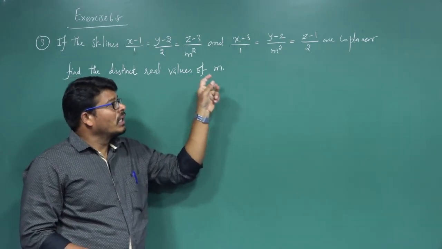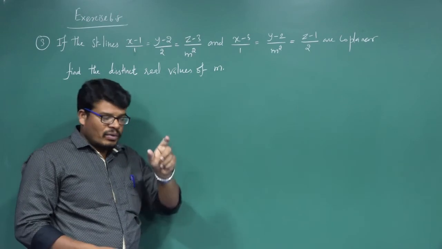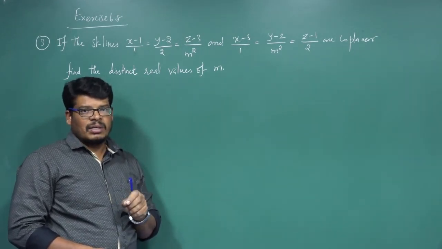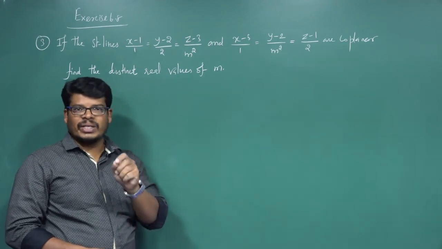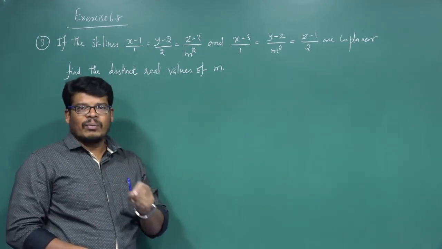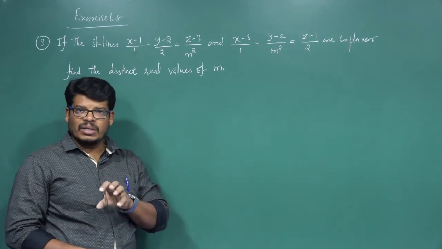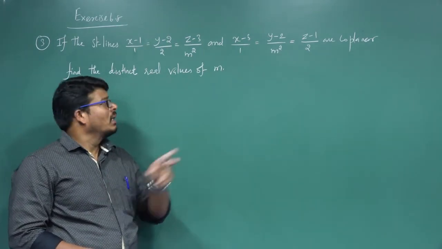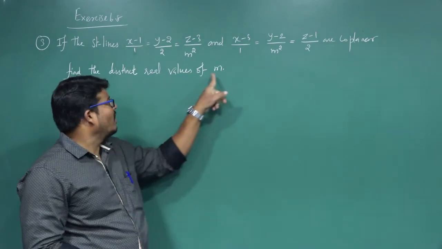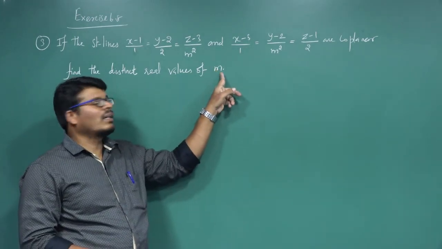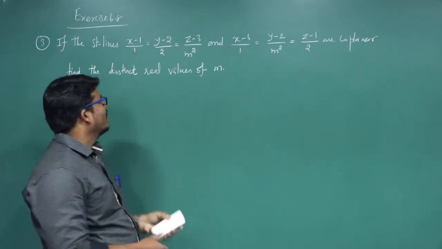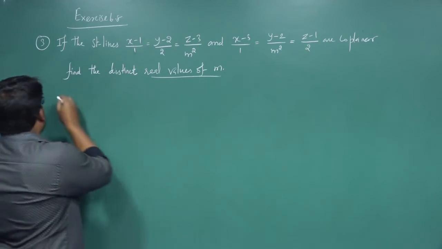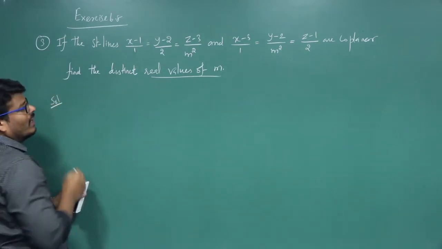Already you know the condition for two lines to be coplanar, in vector form or Cartesian form. The Cartesian form is the determinant of x2 minus x1, y2 minus y1, z2 minus z1, L1, M1, N1, L2, M2, N2 equal to 0. Now find the distinct real values of m, the real values of m. Given two lines are coplanar.